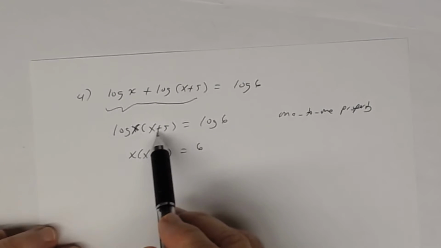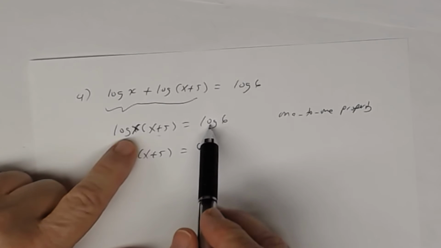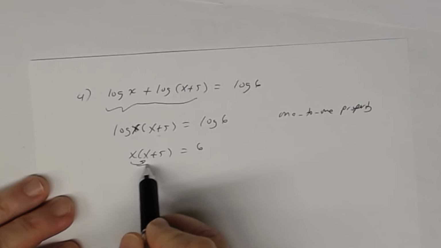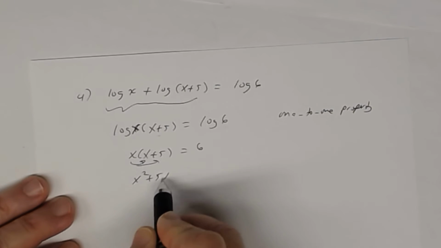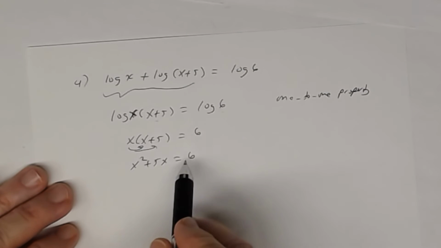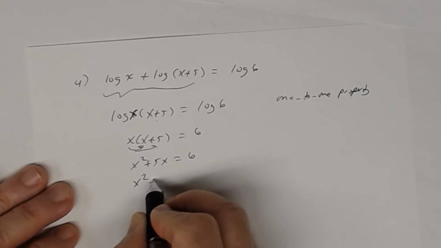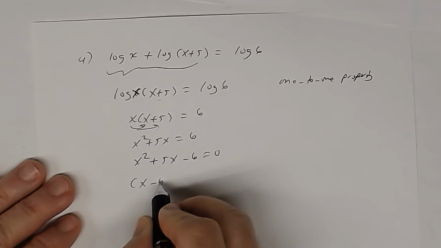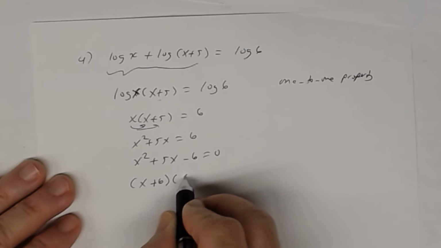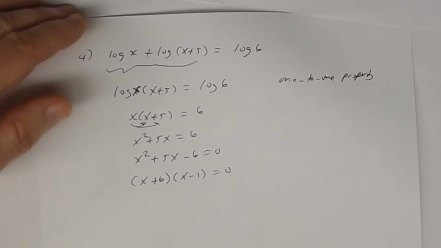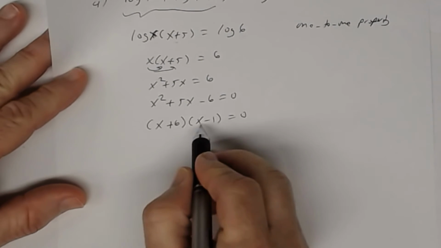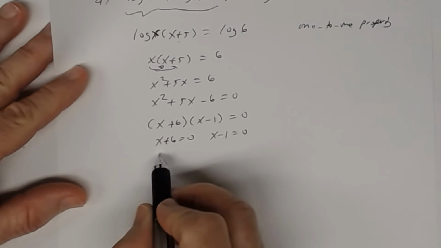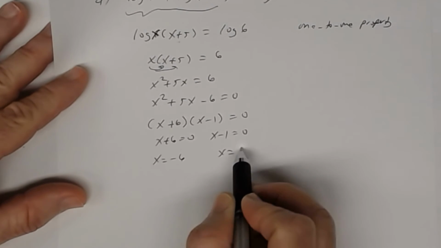Okay, I just said this argument must equal this argument because I'm taking the log of both sides, and the bases are the same. So now I'm going to go ahead and distribute, and so I get x squared plus 5x equals 6. Notice this is quadratic, so let's bring the 6 to the other side. So x squared plus 5x minus 6 equals 0. Factoring, I get x plus 6 times x minus 1 equals 0. And setting each factor equal to 0, I get x plus 6 equals 0, x minus 1 equals 0, and so x equals negative 6, and x equals 1.